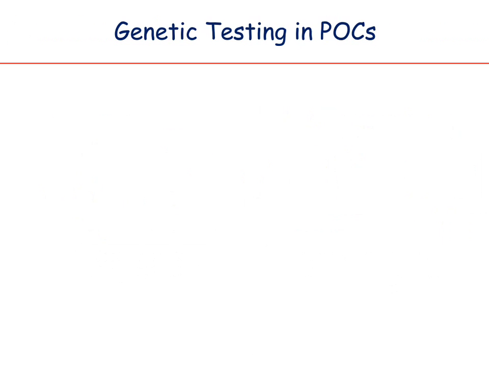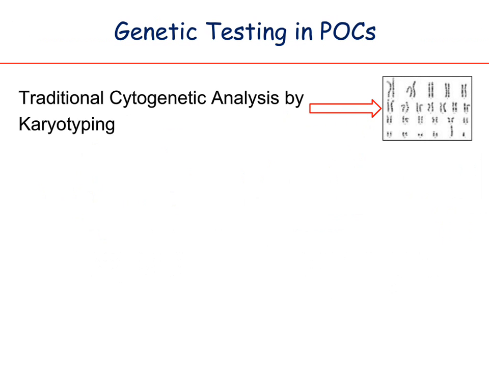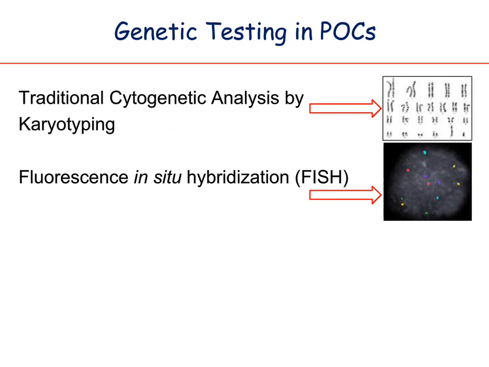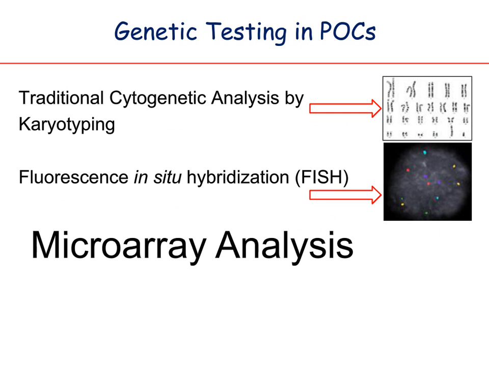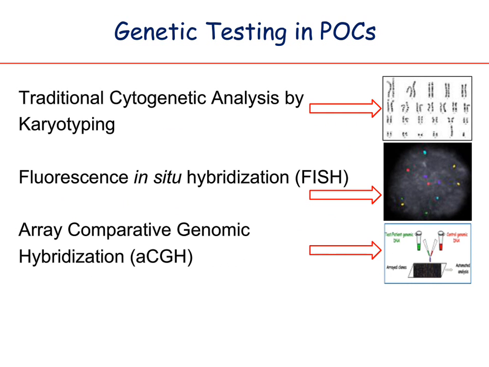How have people looked and studied POCs? Well, you can do traditional testing by karyotyping. That's been done for many, many years. There are people that will do FISH panels, which are particularly helpful when you get culture failure, and you can look at a select number of chromosomes that are common in POCs. Then the more recent is looking at microarray analysis, which can be done either by array CGH or by a SNP-based approach.